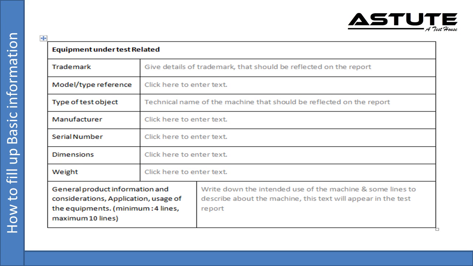Sometimes, the applicant can be different than the manufacturer. In that case, please write the name of the manufacturer, serial number of the equipment under testing, approximate dimensions of the machine, and approximate weight of the machine.